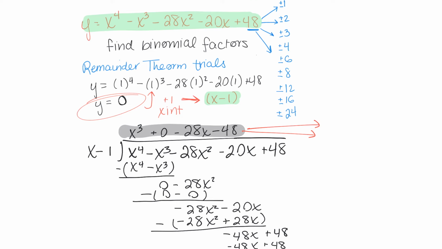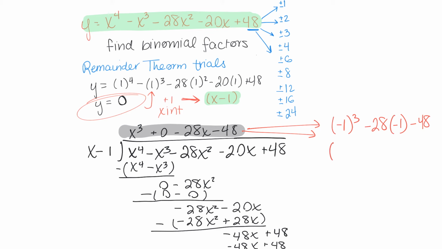So this time, we already tried positive 1, let's try negative 1. So if I plug in negative 1, I'm going to have negative 1 cubed minus 28 times negative 1 minus 48. And let's see, I get negative 1 plus 28, nope, doesn't work. So negative 1 doesn't work. So let's try another one.